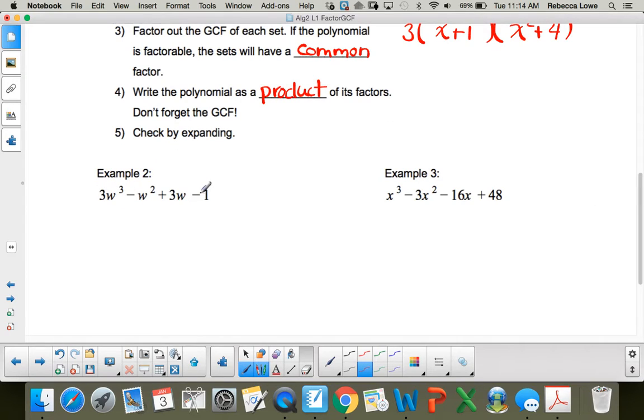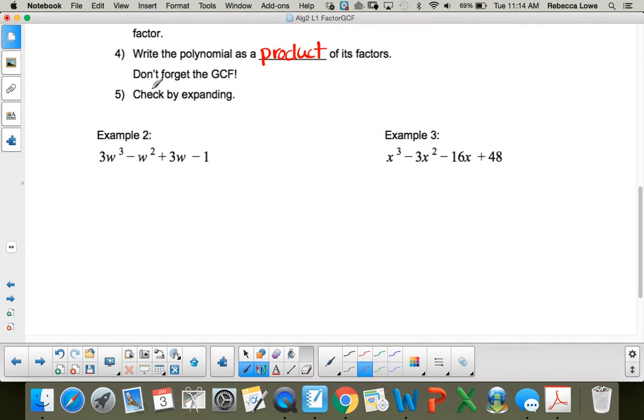So no GCF for example 2. I'm going to group the first 2 together, and notice I'm using 2 colors. This tends to help people. The greatest common factor of those 2 terms is w squared. I'm left with 3w minus 1. Whatever sign I see next is going to come down because that's what I'm going to factor out, a positive or negative. These 2 do not have a common factor besides 1, so I still want to write 1 as the common factor, and I have 3w minus 1.